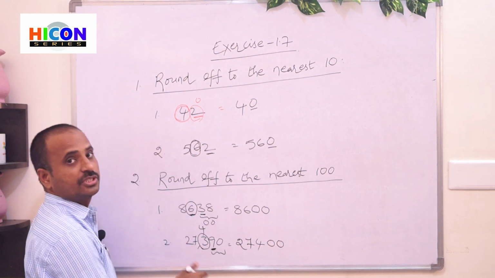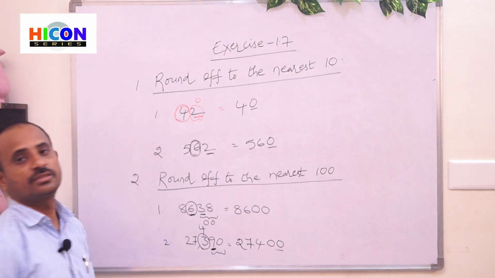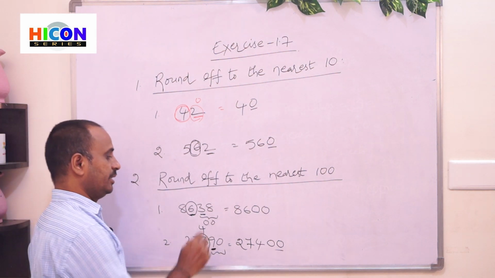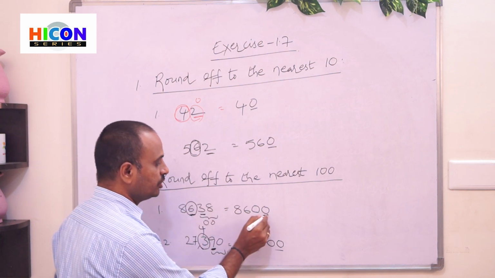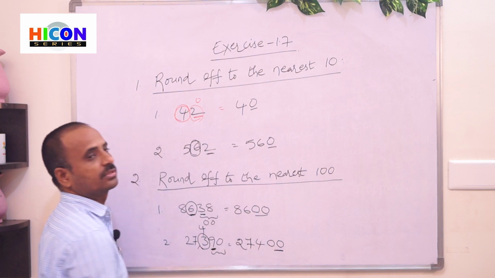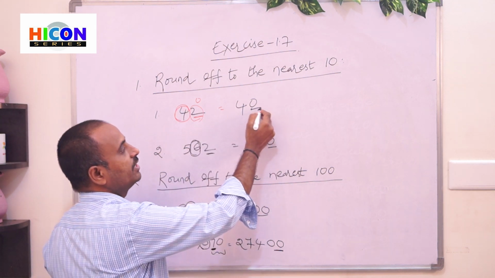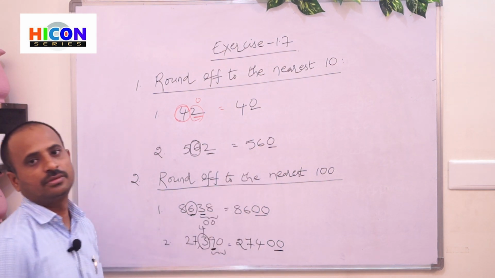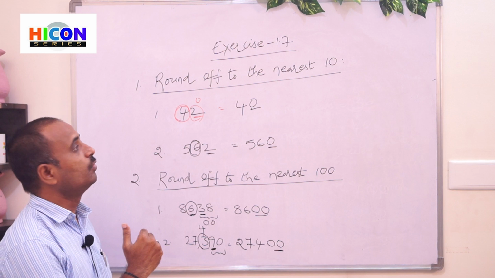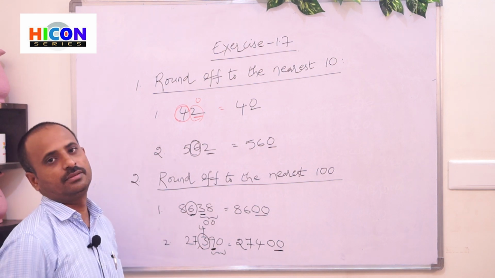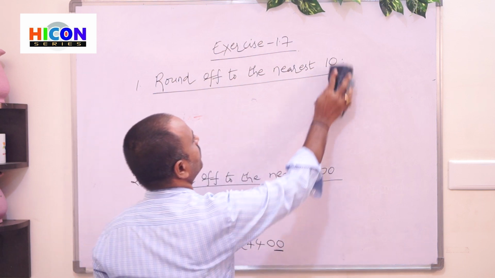There are 2 digits after the hundreds place, so write 2 zeros in the last. So that's why if any number is rounded to 100, you will get 2 zeros at its last. If any number is rounded to tens, you will get 0 at its last. So now we will do some problems on rounding to the nearest 1000.